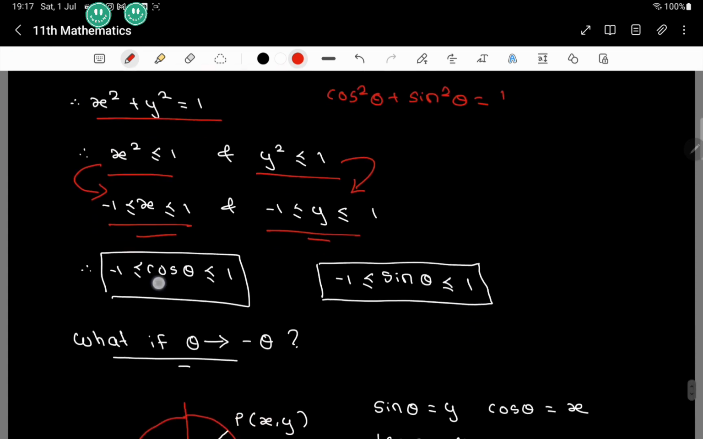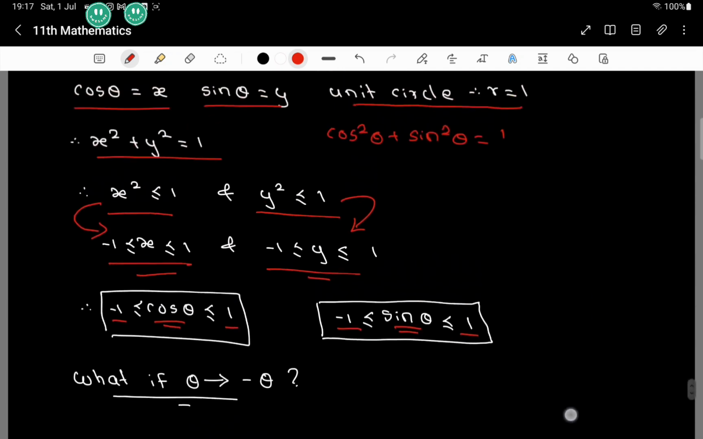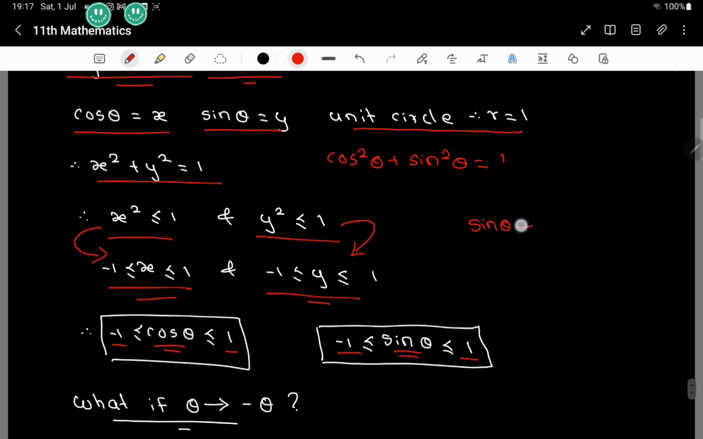So, the value of cos theta, which is x, lies between minus 1 and 1, and can also be equal to minus 1 and 1. Sin theta should also lie between, and can also be equal to, minus 1 and 1. So what are the values that sin theta and cos theta can take? The sin theta as well as cos theta trigonometric functions can take values between minus 1 and 1, as well as the values minus 1 and 1 themselves.